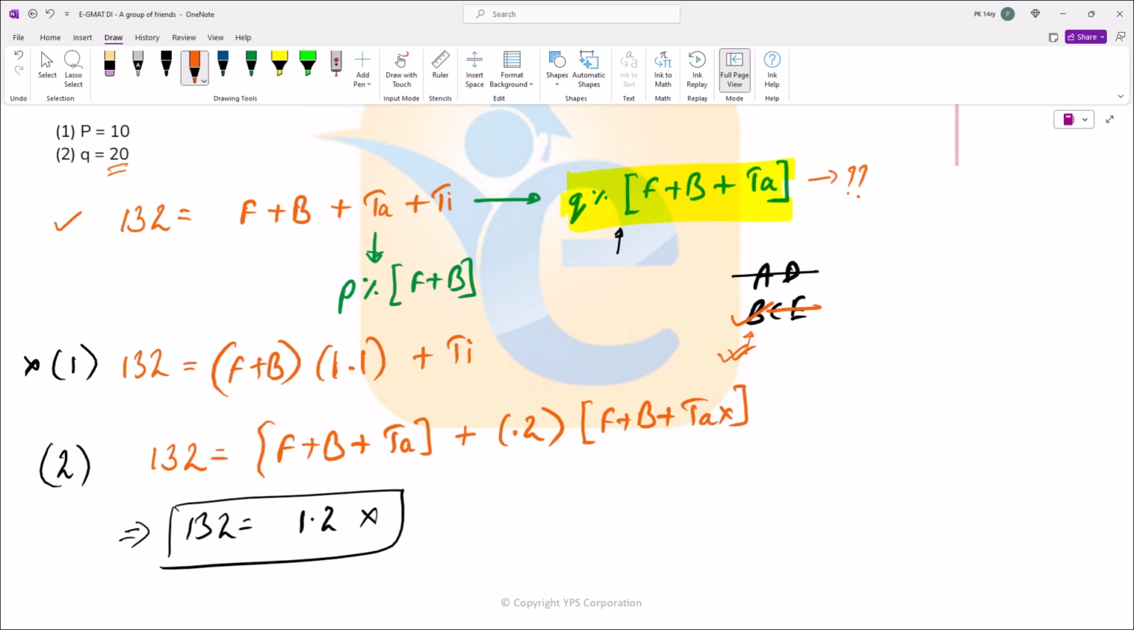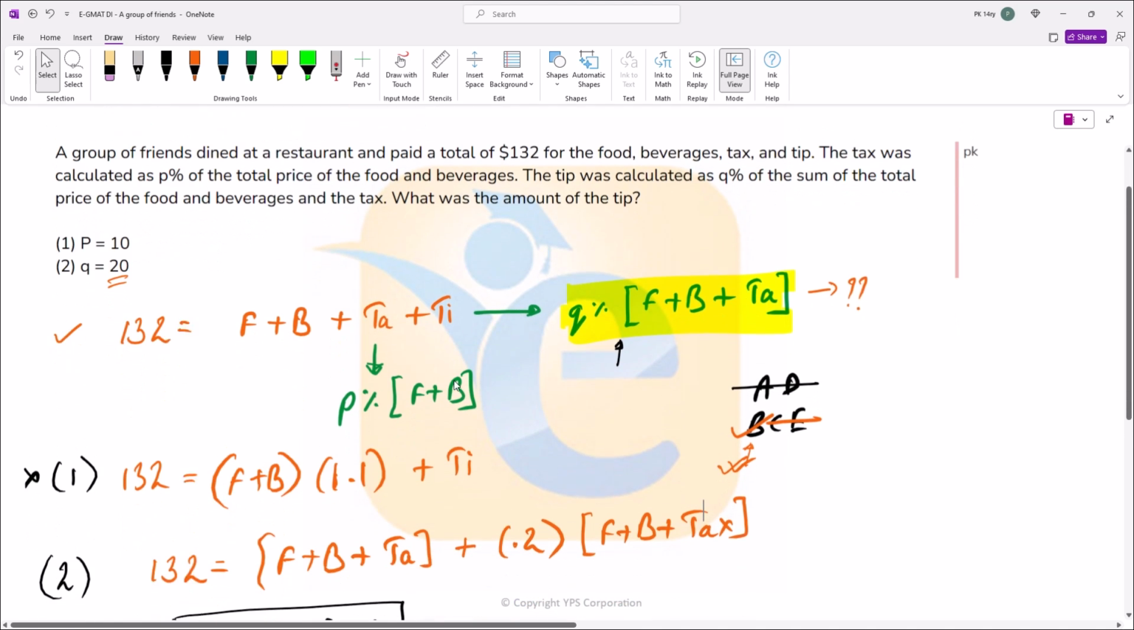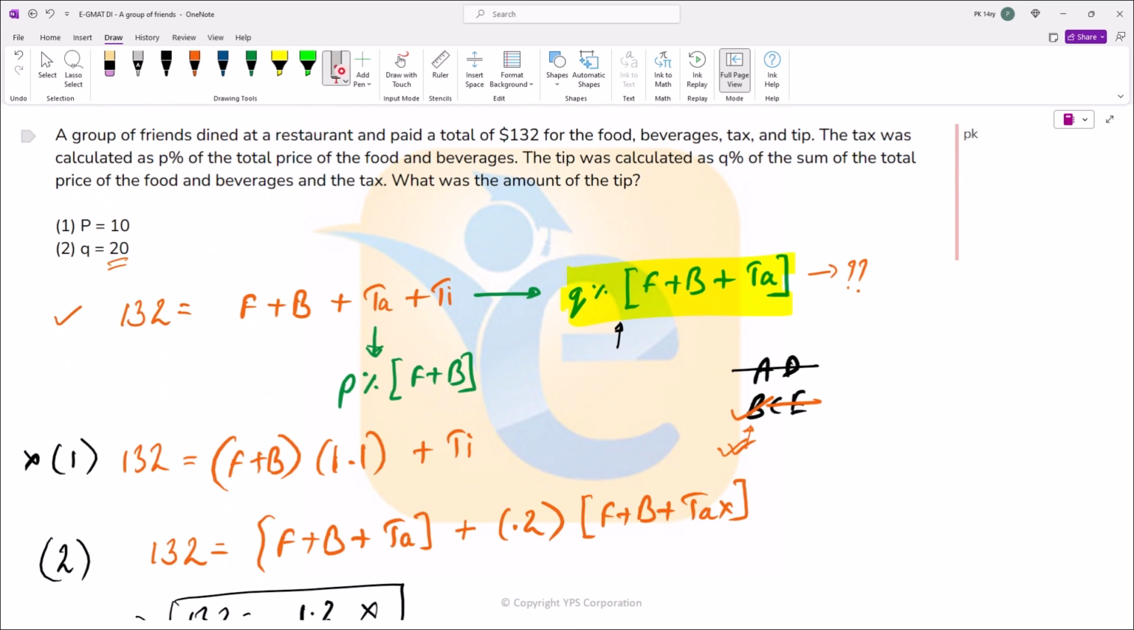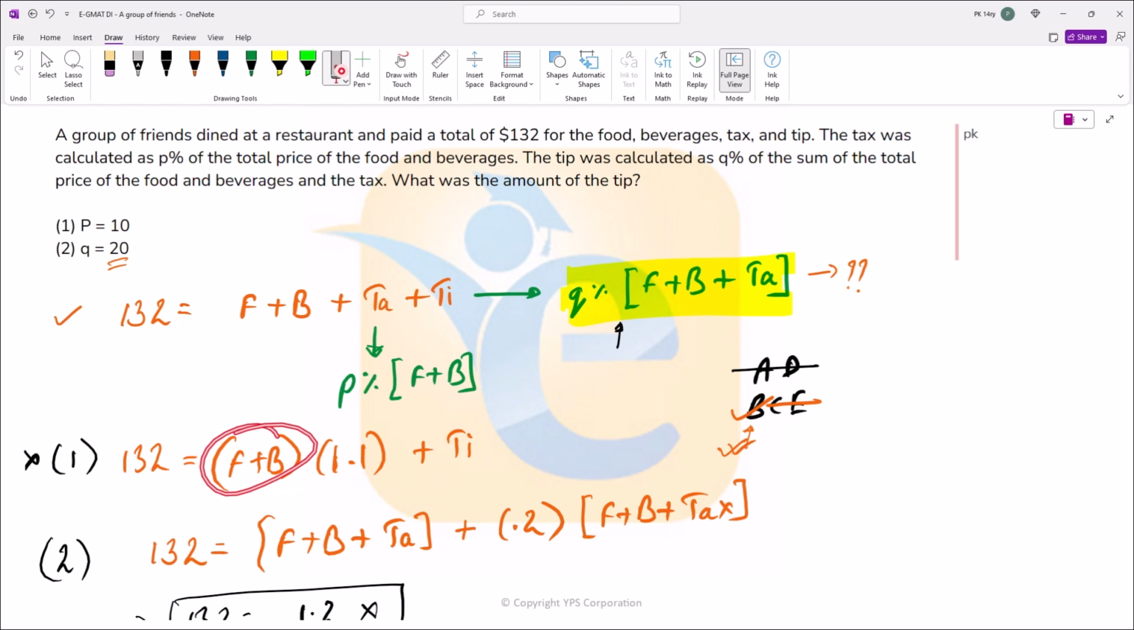Let us just give a quick look to what we did. First of all, we took our inferences as and when we were writing down. It is important to take your inferences. It is important to write your equations in a very clean manner. It is important to understand what we need to find out in the first place. Then we wrote down our equation, and we realized that this is not sufficient because in no way are we going to reach the amount of tip, because this is unknown, this is unknown. How would we be able to reach? So we eliminated A and D.